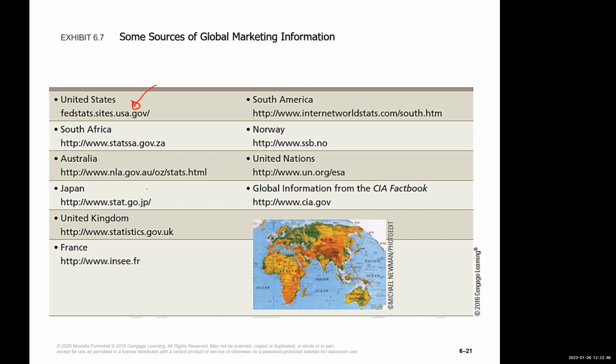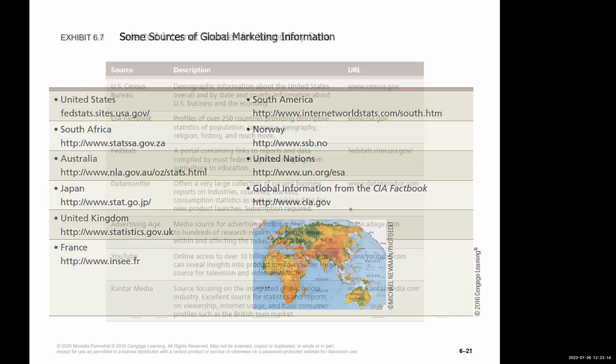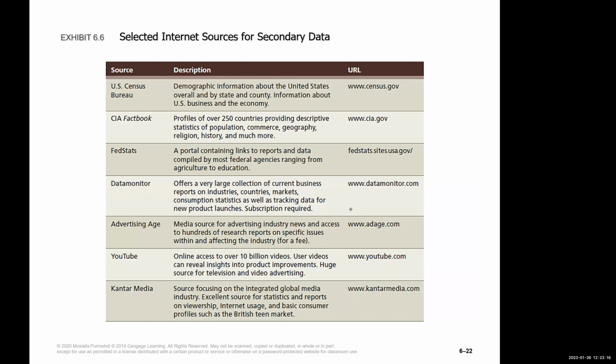Let's see if Canada is on the list. Actually, Canada has a lot of governmental websites that are really helpful. And then we have the UN. The UN has good databases for different countries. And this one, the CIA Factbook, is a great source of information about any country and industries. The data and the reports are all available for free.